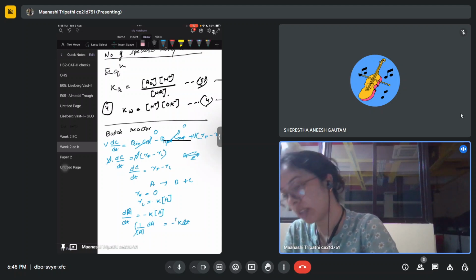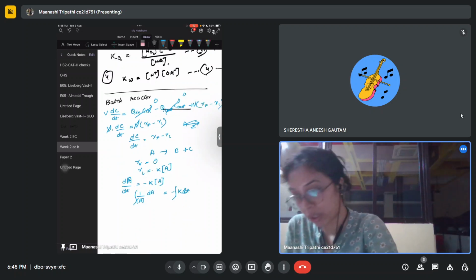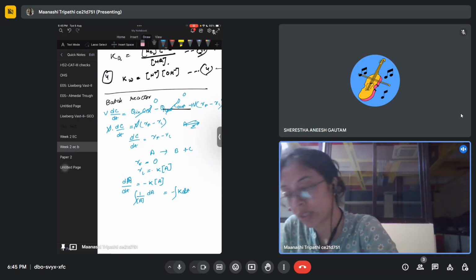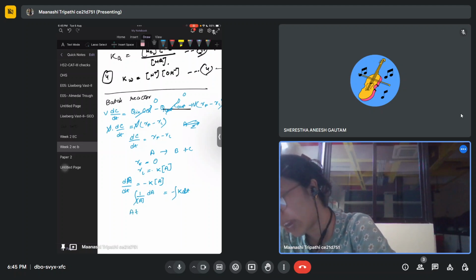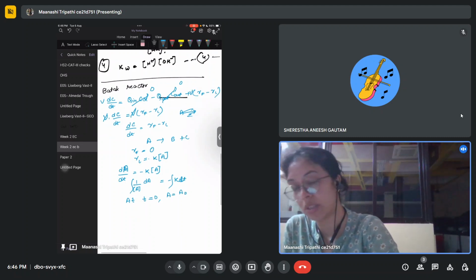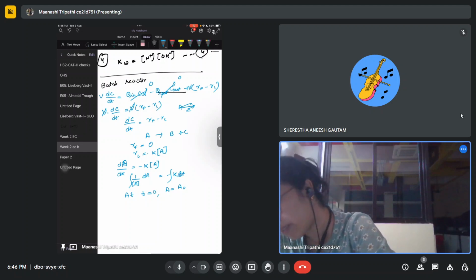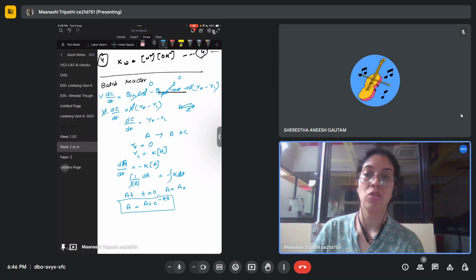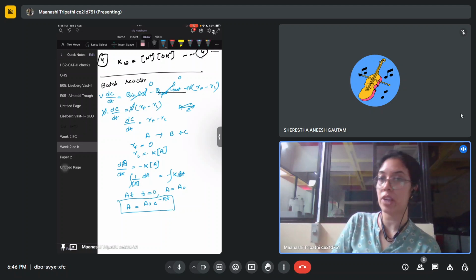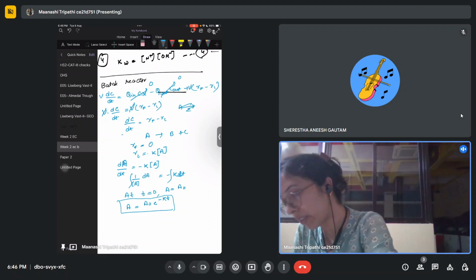When we integrate it, putting the condition at t is equal to 0, A is equal to A naught, this will be the condition for solving the constant. Then what we will get? A is equal to A naught e raised to power minus kt. So this is our equation if we consider the rate of reaction as first order. This thing will change if we consider the rate of reaction as second order.